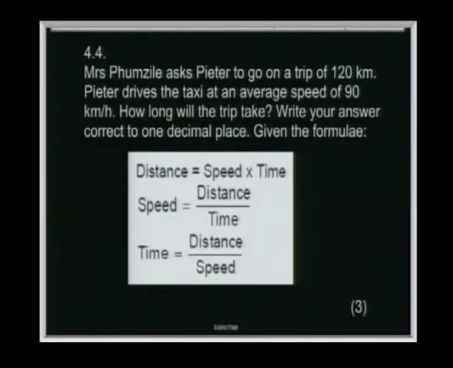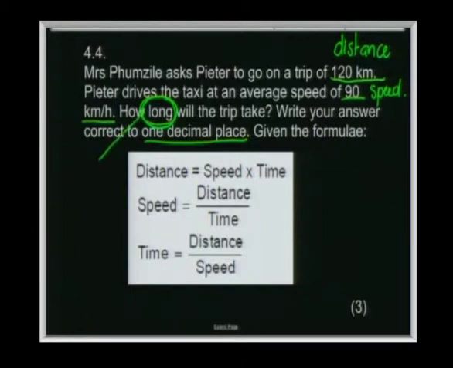Mrs. Pumazeli asks Peter to go on a trip of 120 kilometers. Peter drives a taxi at an average speed of 90 kilometers per hour. How long will the trip take? Write your answer correct to one decimal place and given this formula. So we're going total journey of 120 kilometers. This is my distance. And 90 kilometers per hour is my speed. And I'm looking for how long.